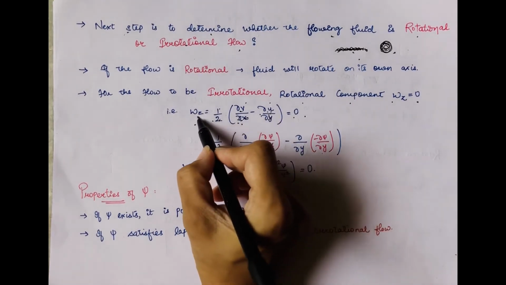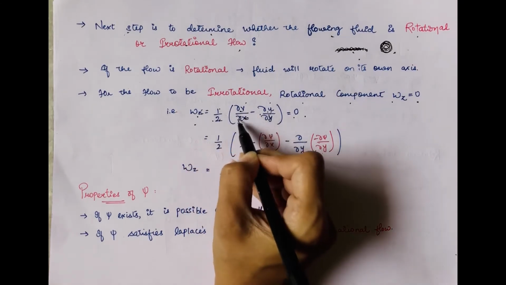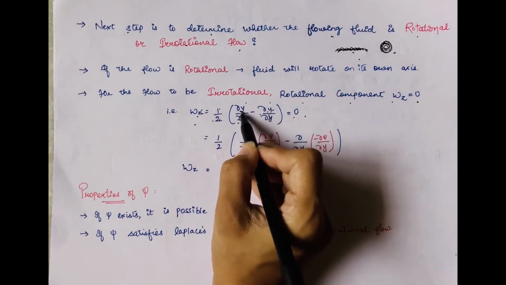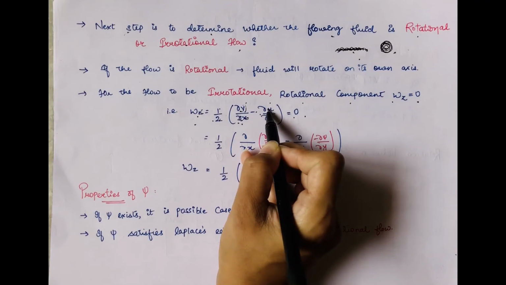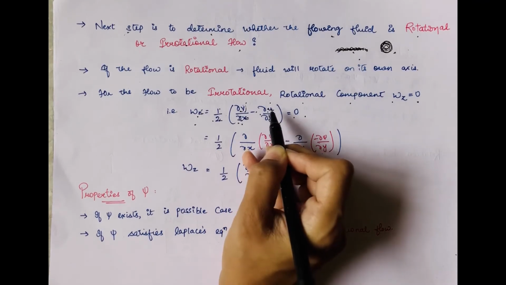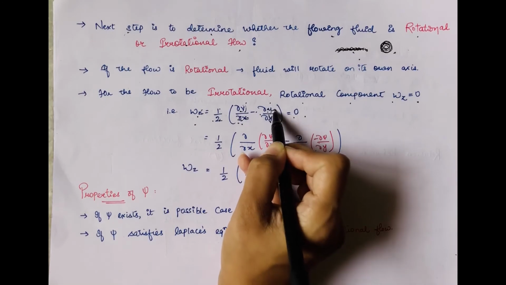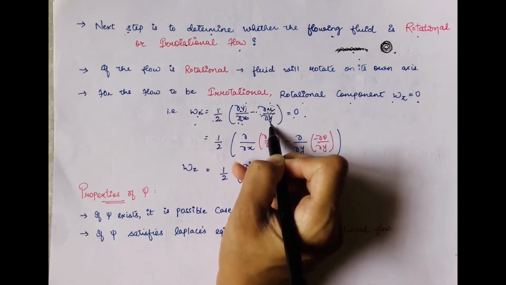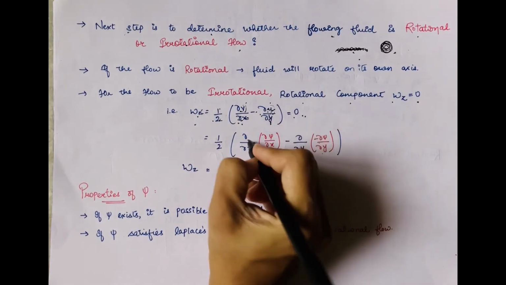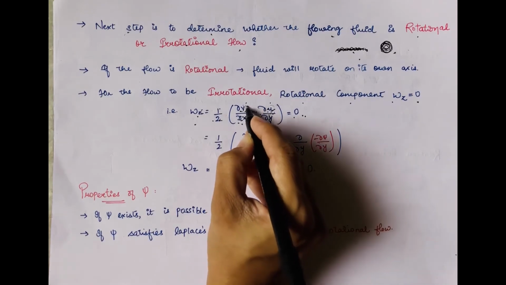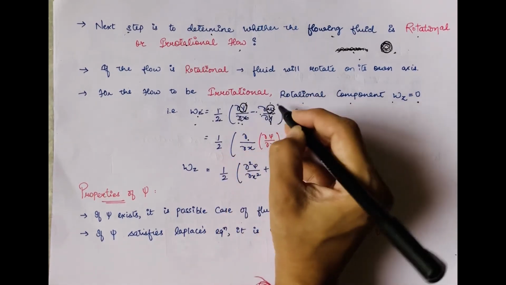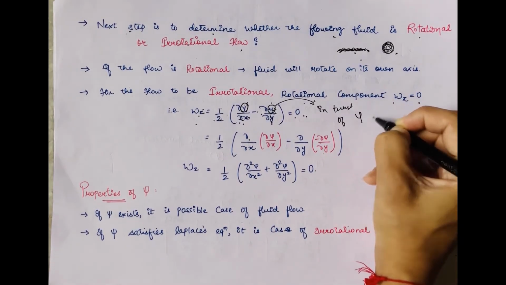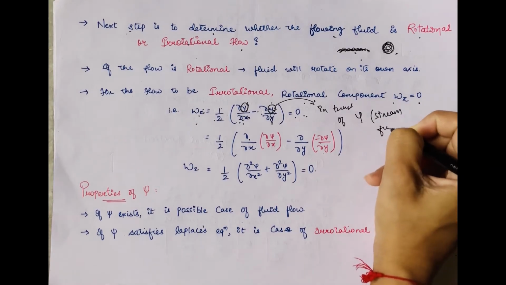Okay, if the rotational component in z direction is taken, then it will be the formula of del v by del x, that is the velocity component in y direction, minus the partial derivative of the velocity component in x direction with respect to y, and this must be equal to 0. So again what we are going to do, again we are going to substitute the value of v and u in terms of which function? In terms of psi, which is stream function.